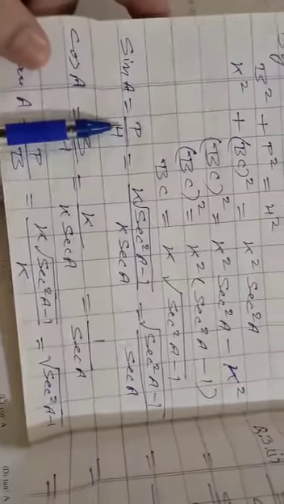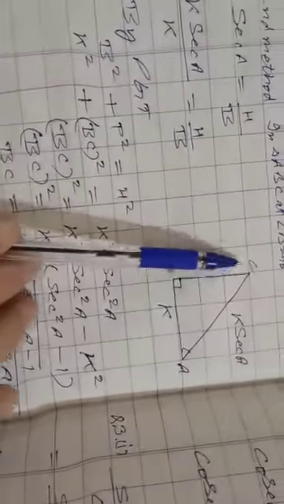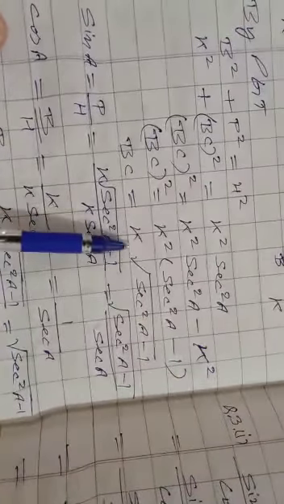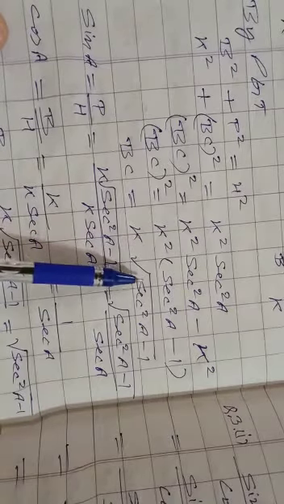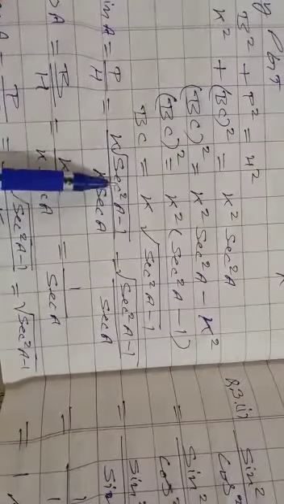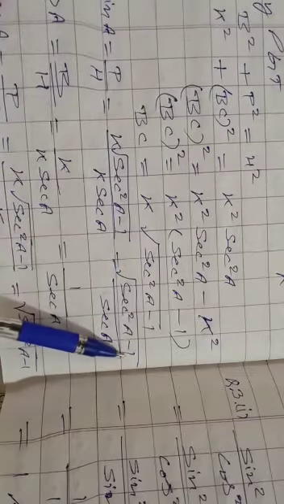Sin A is perpendicular upon hypotenuse. Perpendicular BC upon AC. So, we write BC is K root sec square A minus 1 upon hypotenuse K sec A. K cancels out, we get root of sec square A minus 1 upon sec A. This is your value of sin A.